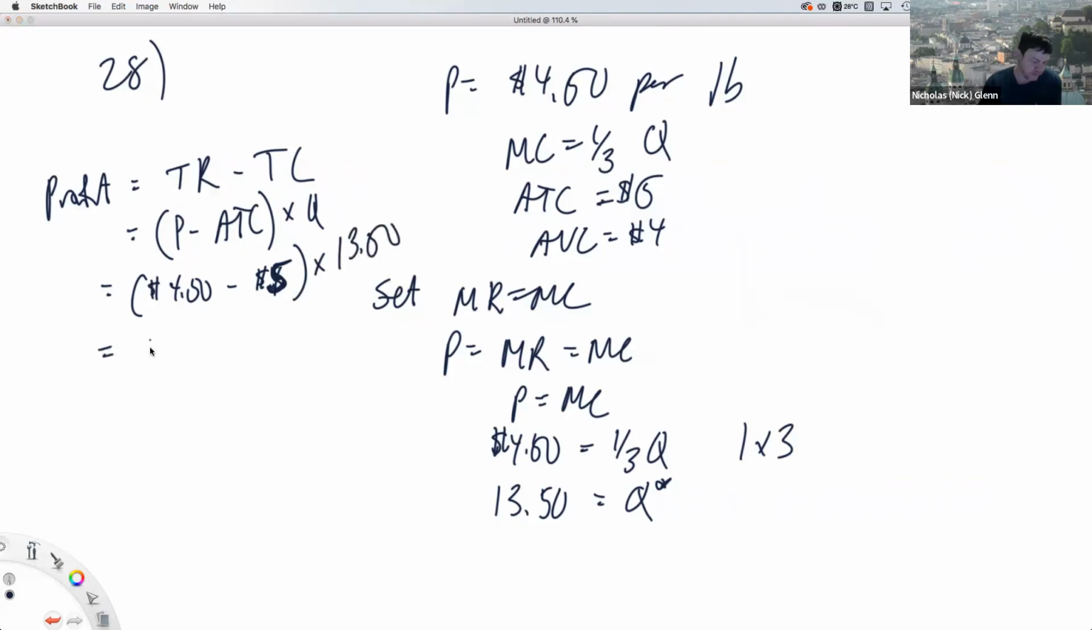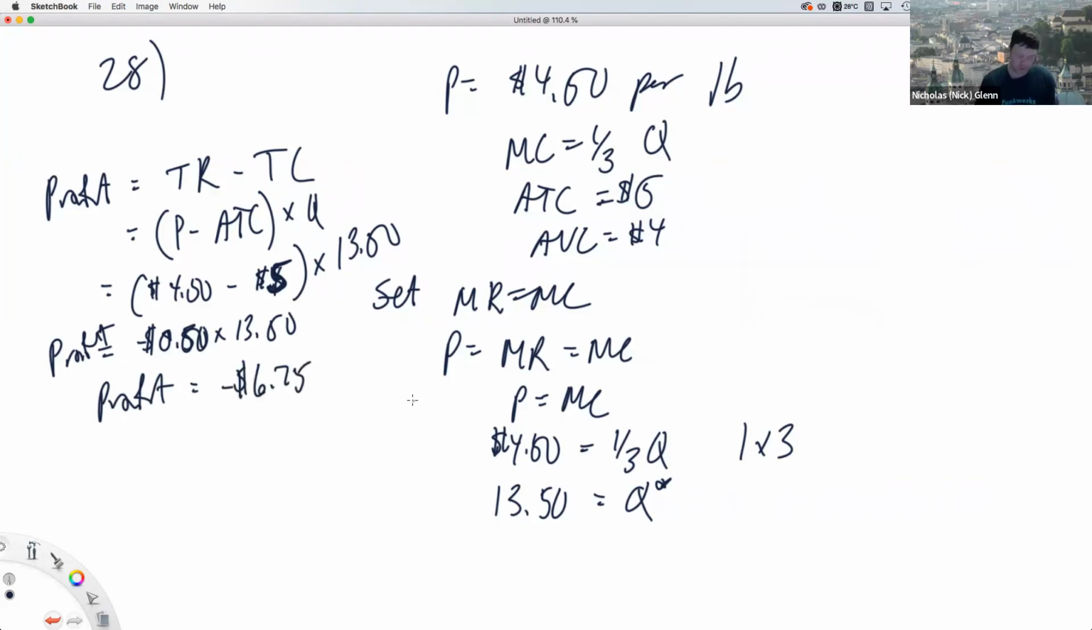So what is this going to be? Well, essentially they're losing 50 cents for each unit they produce. And they're producing 13.5 units. So the total profit is going to be negative $6.75. Okay, that's your total profit.